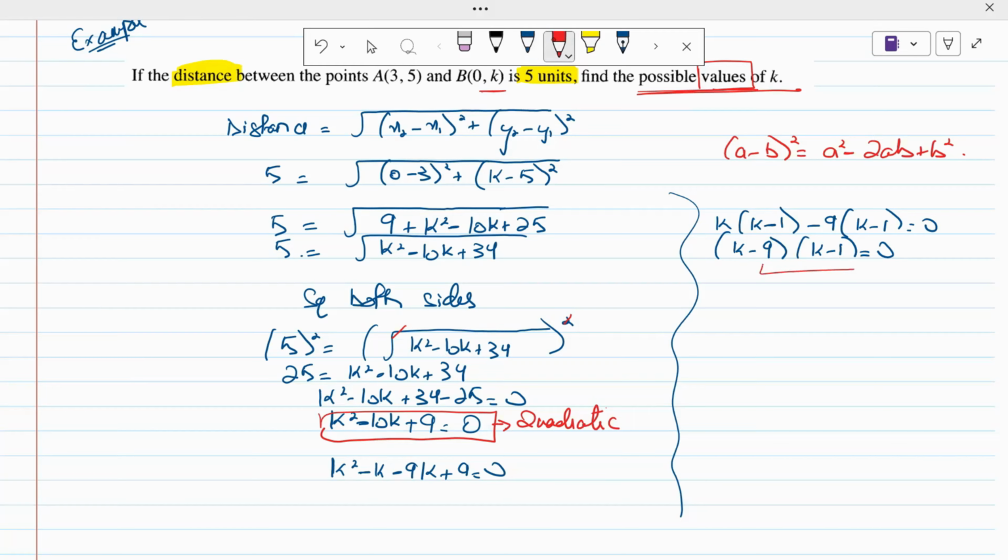Both these factors would be equated with 0, giving us two different equations. So k minus 9 equals 0, giving us k as 9. That's the first possible value. And then k minus 1 equals 0, giving us k as positive 1, the second possible value. So this is how you get the two possible values.